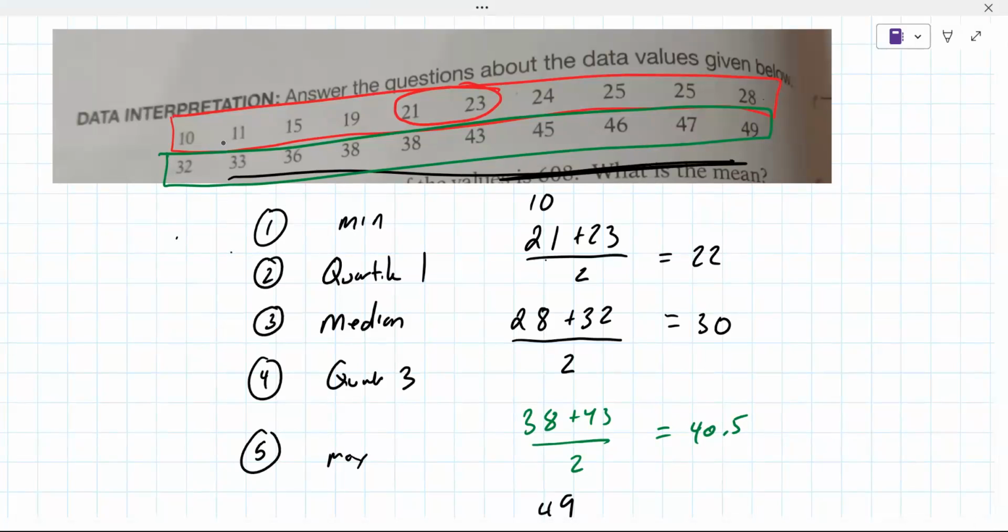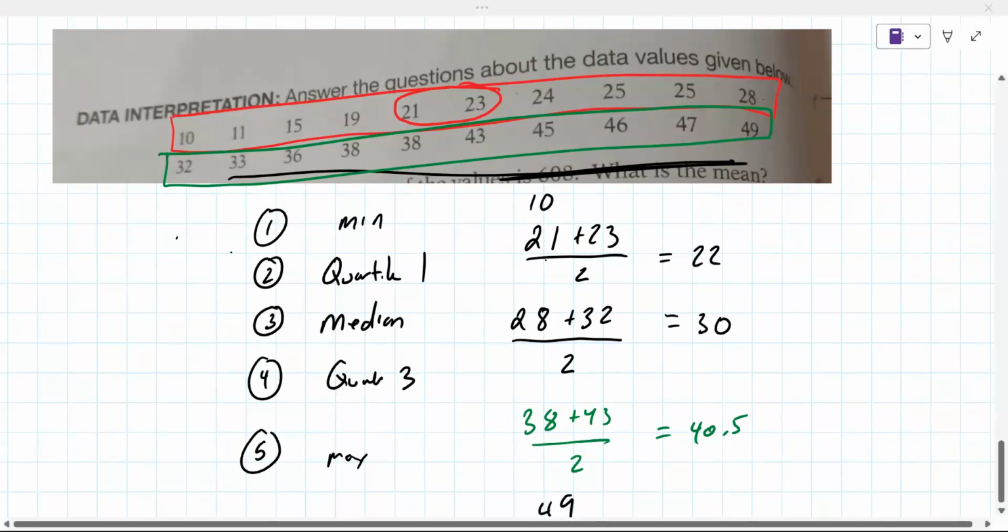All right. The next problem I'm seeing is number 28. Does that look right to you?